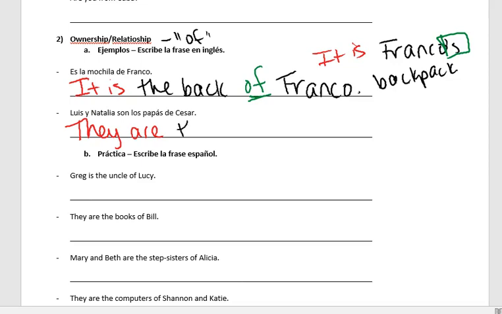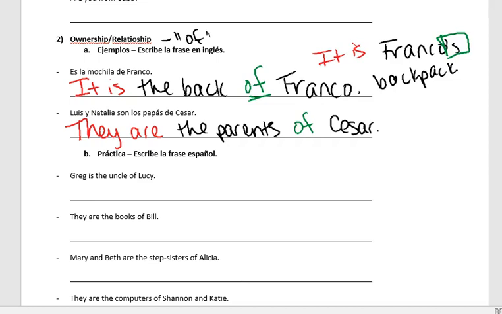Los papás, the parents. That de means of, and who are they the parents of? Well, that's Cesar. Okay? Or they are Cesar's parents. Right? So that apostrophe S.